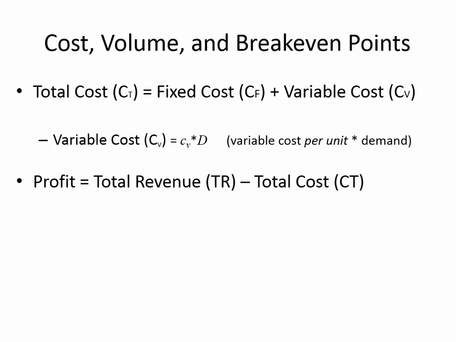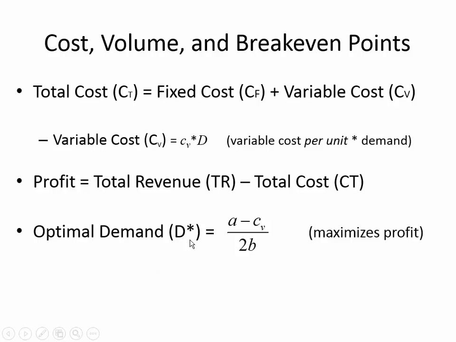But in the long term, you need to be profitable, and so to maximize your profit, you should sell the perfect number of items. Okay, so D hat was maximum revenue. Optimal demand, D star, is maximum profit. What do you think is maximum profit? Well, you've got a formula for it, but what is it?